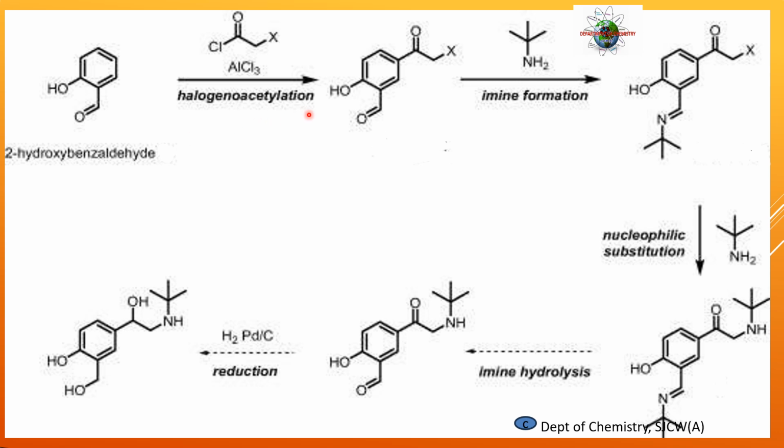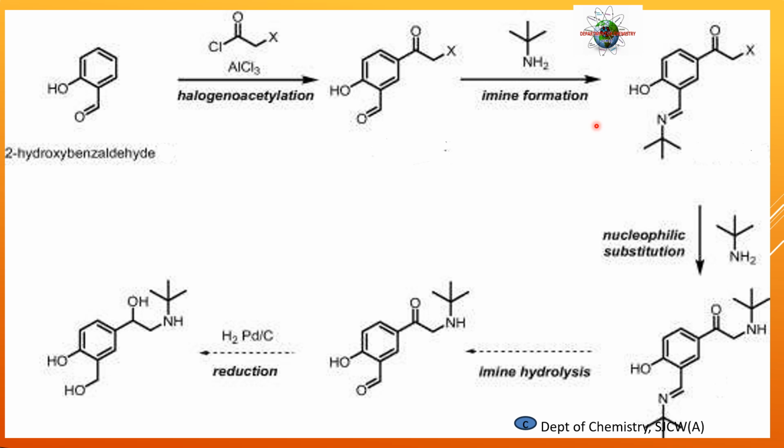On halogen acetylation in the presence of the aluminum trichloride catalyst, it gives the intermediate 1 structure. In the first step of the mechanism, an electrophile attacks at the para position of the 2-hydroxybenzaldehyde. Here the OH group is considered an electron releasing group, so it invites the incoming electrophile, that is the C double bond O CH2X plus ion, to attack at the para position to make the intermediate 1 structure.